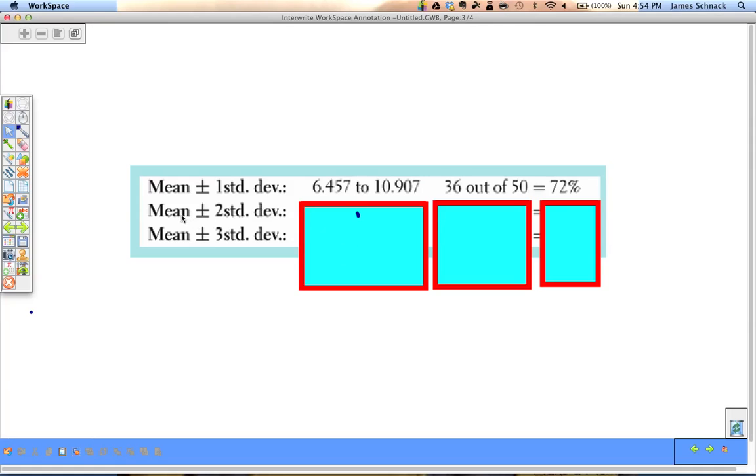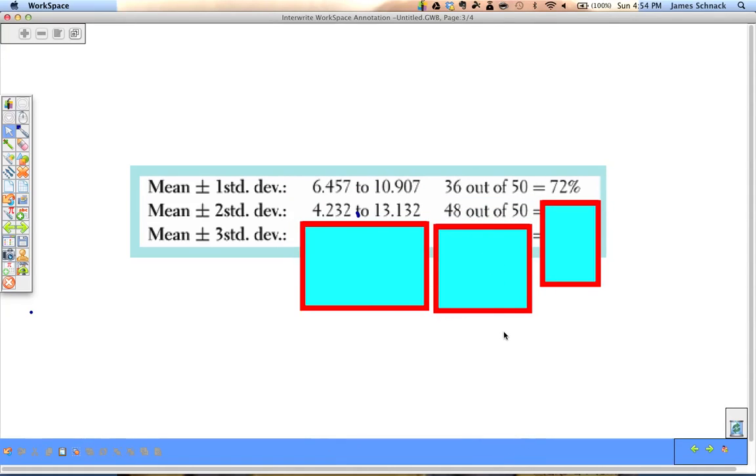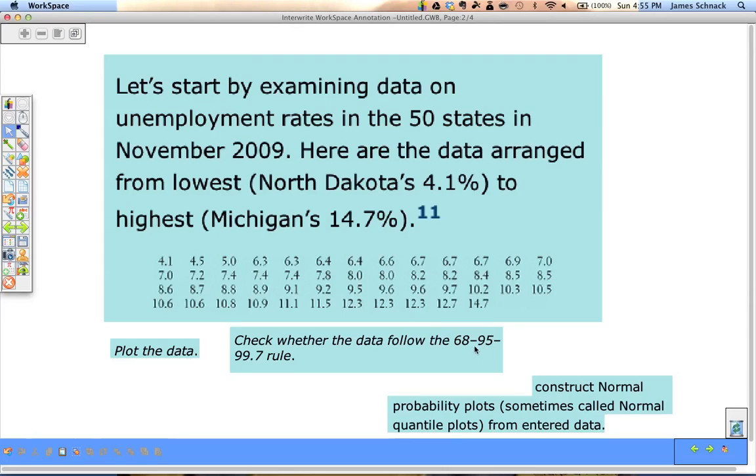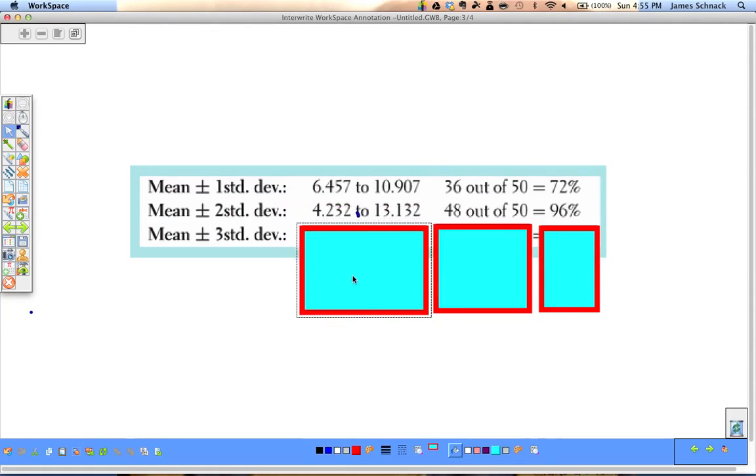Let's look at the interval, the mean plus and minus 2 standard deviations. So that would be everything from 4.232 to 13.132. If we count that up, there's 48 out of the 50 states, which is 96%. And if we look back at the empirical rule, we're expecting 95% of them to be in that interval. So not bad. How about 3 standard deviations?